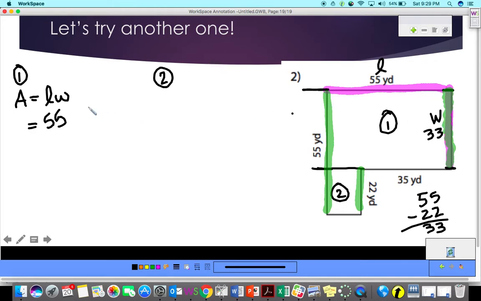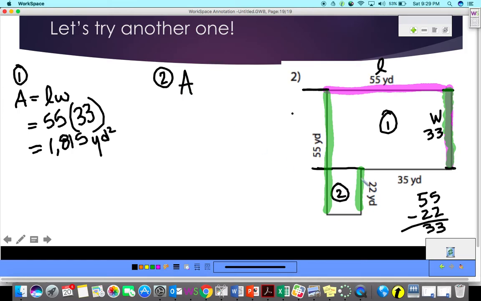Now I can use that in my multiplication here. So I can take 55 times 33, 55 times 33 on my calculator gives me 1,815 yards square. So at this point, I've determined the area of shape 1. Now I need to determine the area of shape 2.